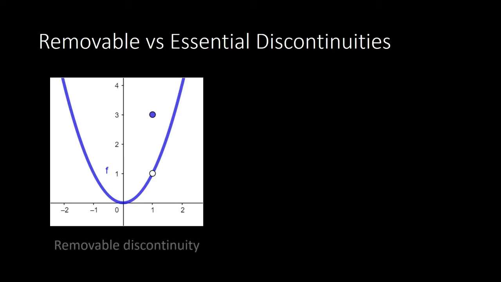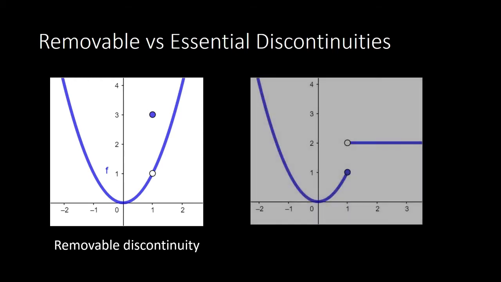So this one would have a removable discontinuity when x is equal to 1. Why so? Because the limit exists. As x approaches 1, the limit of our function is equal to 1. This one is discontinuous when x is equal to 1 because the one-sided limits are not equal. When x approaches 1 from the left, the value of your function approaches 1. But when x approaches 1 from the right, the value of your function approaches 2. So the one-sided limits are not equal.